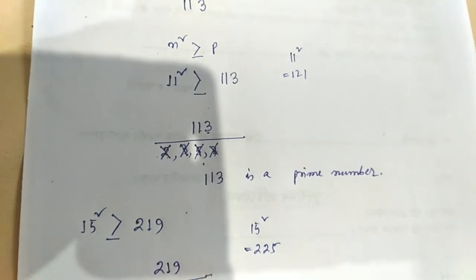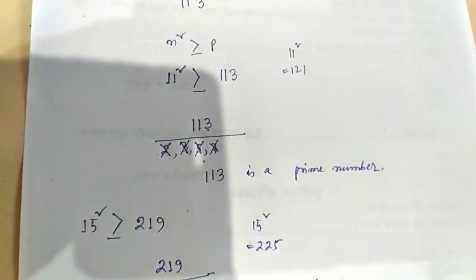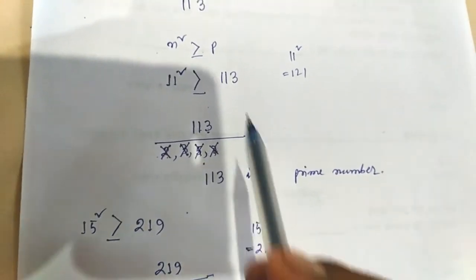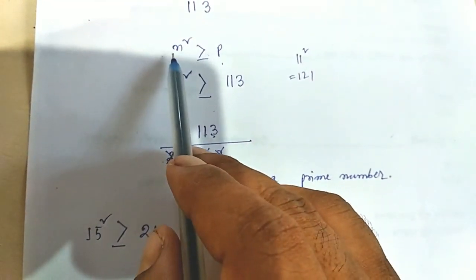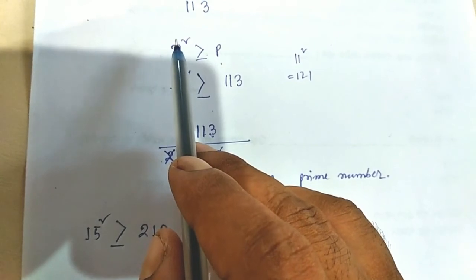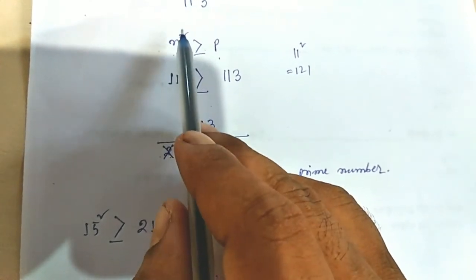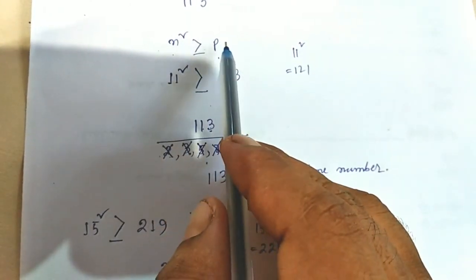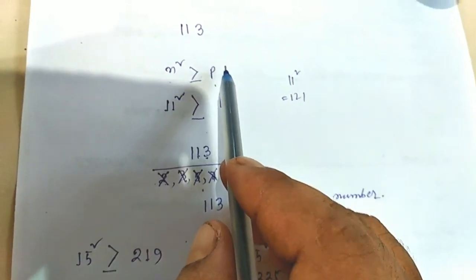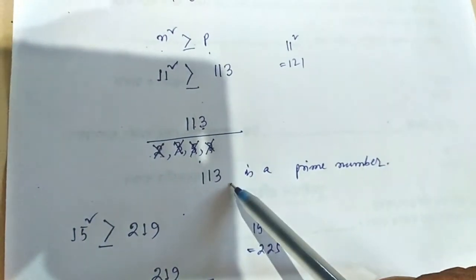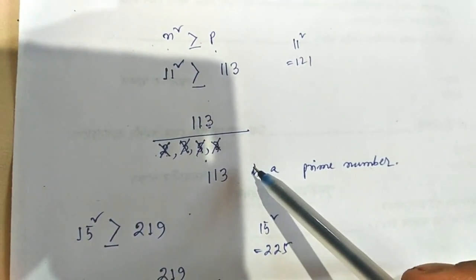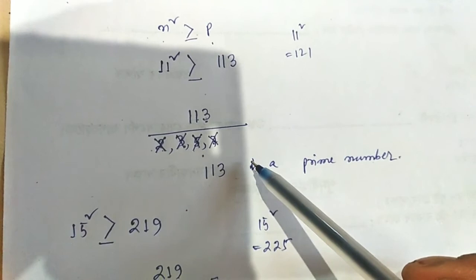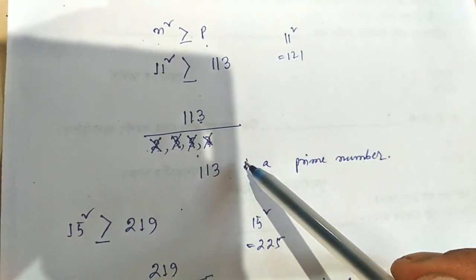So the formula to be remembered is n square is greater than or equal to p, where p is the number given to you, and n is the number you have to choose yourself, whose square should be greater than or equal to the given number. So I think you understood the trick to find the prime numbers from 1 up to 100, and also whether a given number is prime or not.